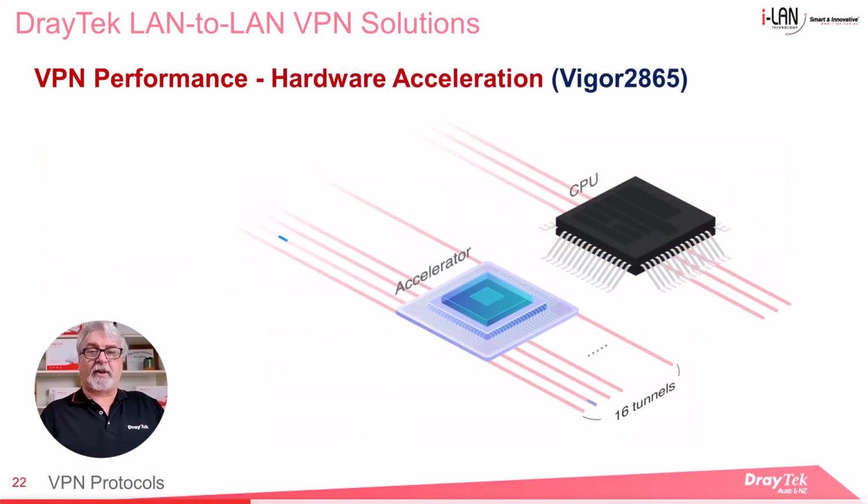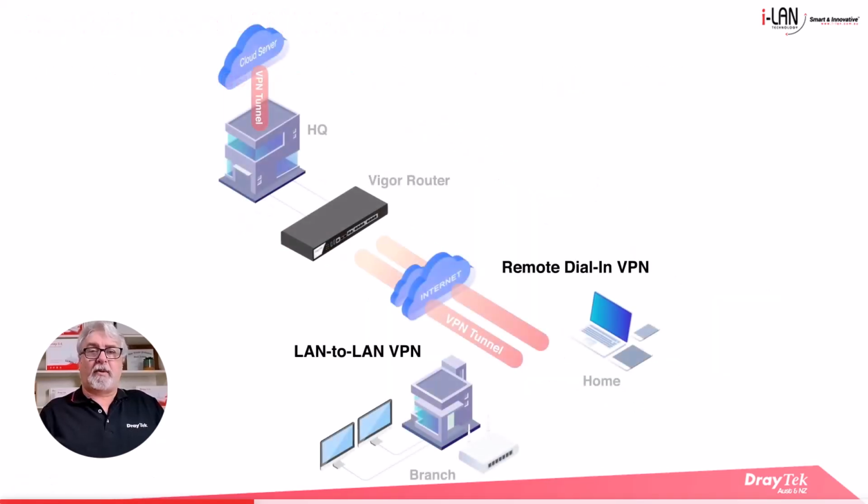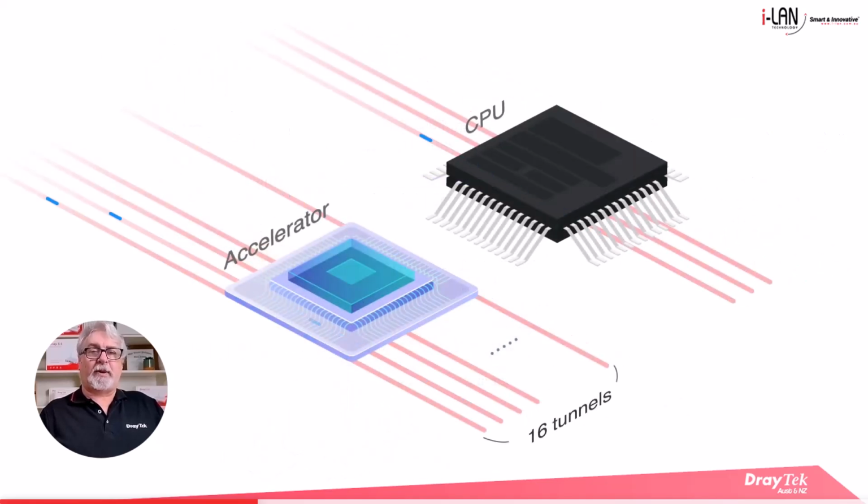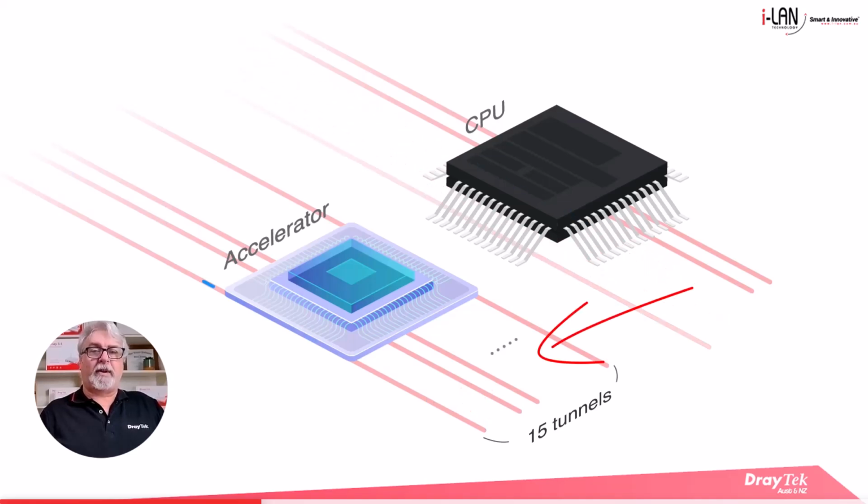Later model routers such as the Vigor2865 and Vigor2927 now include hardware acceleration for IPsec VPN connections. With hardware acceleration enabled, IPsec performance can reach 800 megabits per second, which is 2.8 times faster than when it is not being used. The first 16 IPsec VPN tunnels are handled by the hardware accelerator, with the remainder being handled by the CPU. When a VPN tunnel is disconnected and removed from the hardware accelerator, the next VPN tunnel being handled by the CPU is automatically moved to the hardware accelerator.